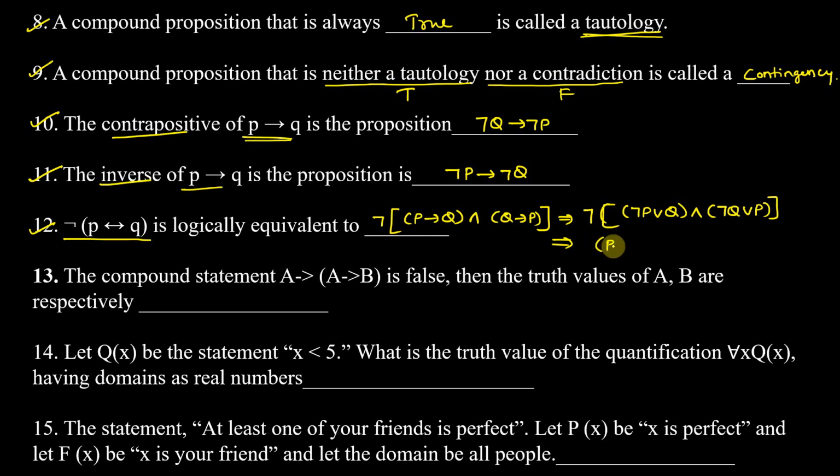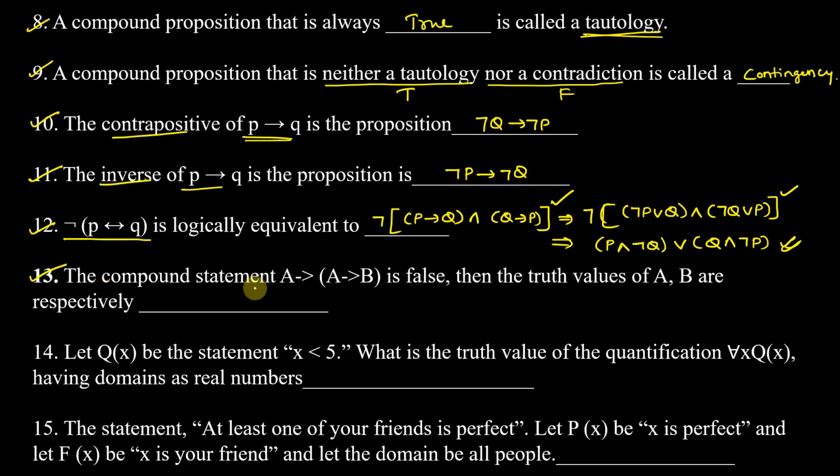negation of (negation P or Q), where or becomes and, P becomes negation P, Q becomes negation Q, and this negation of negation Q becomes Q, or becomes and, P becomes negation P. This is a simplified form. Among these three, even if you write this one or this one or this one, anything is okay because it is said logically equivalent. It is not asked about any simplification form. Anything you write, it is correct.